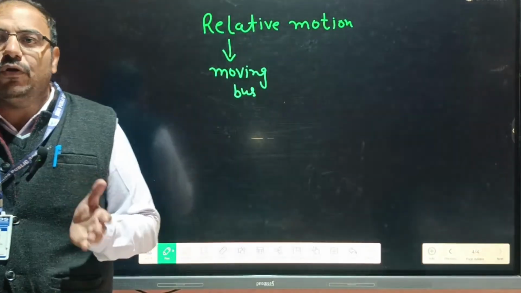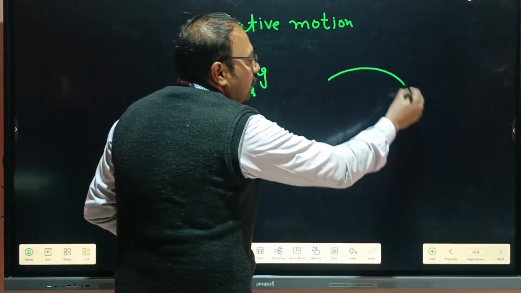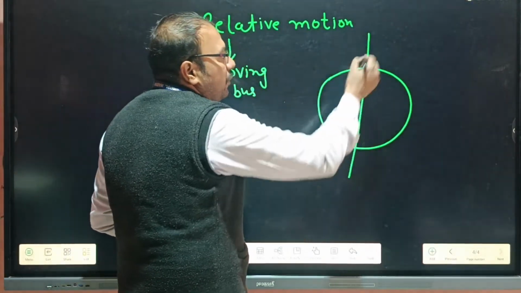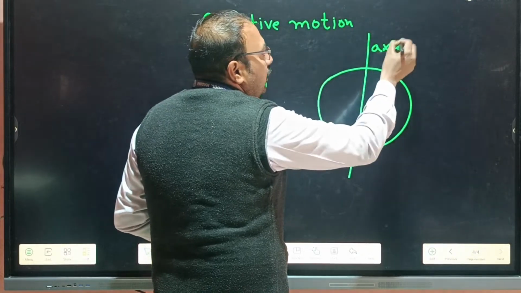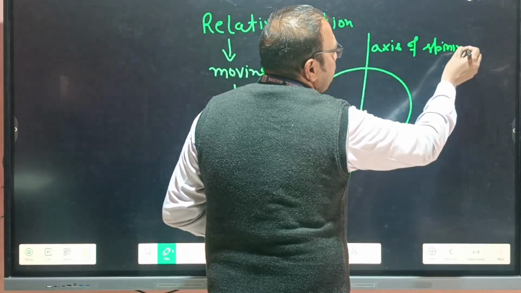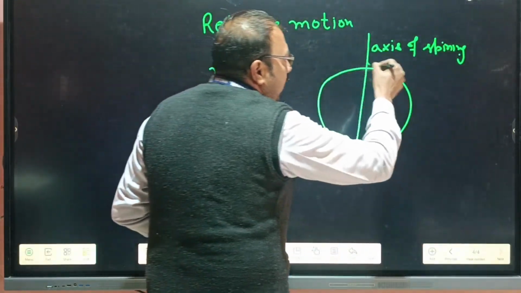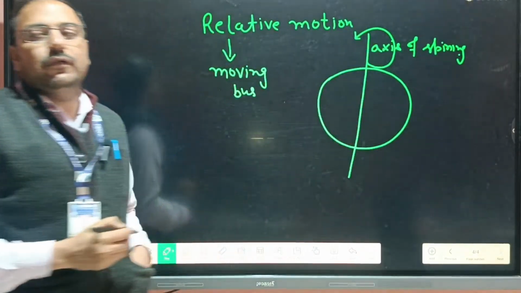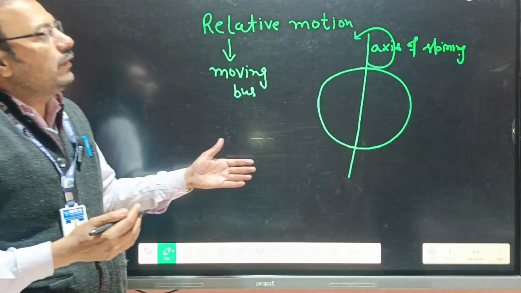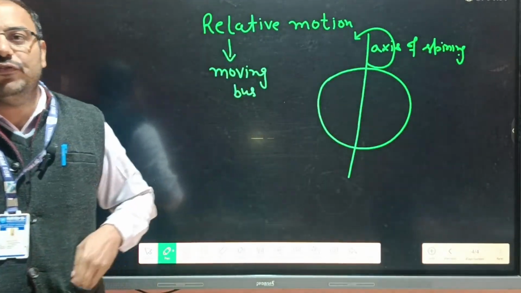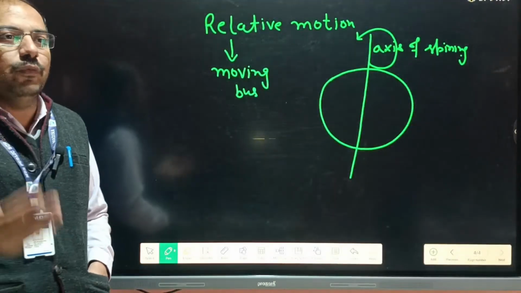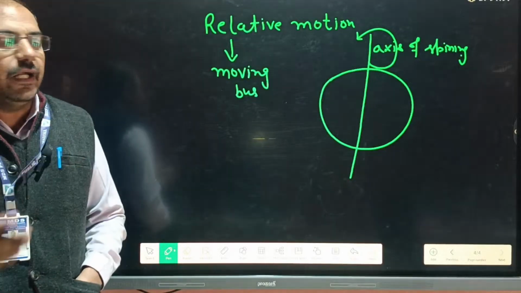And the second example is the earth. You see this is the earth. The earth rotates about its axis. This is the axis of rotation or spinning. When the earth rotates, all people and all things also rotate. In one situation people are at rest, but when you see from the planets or from the moon, the earth is moving, so people are also moving. This is known as relative motion.